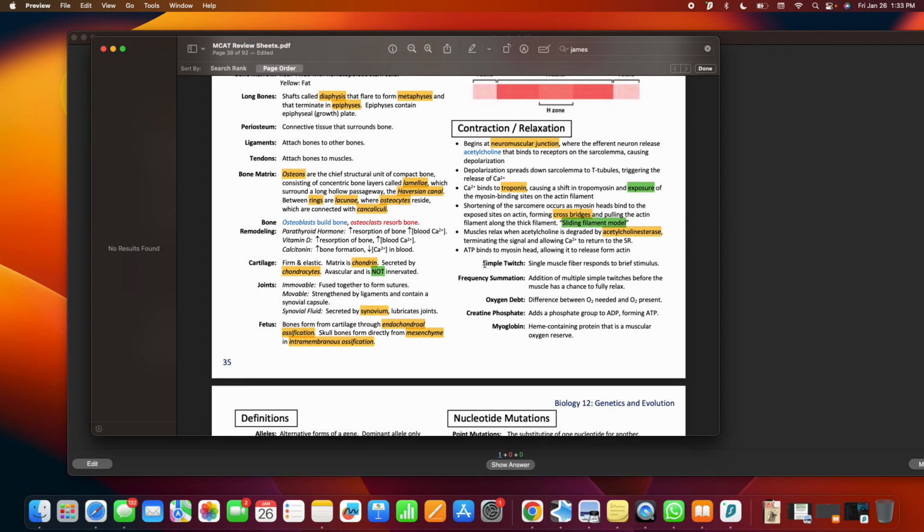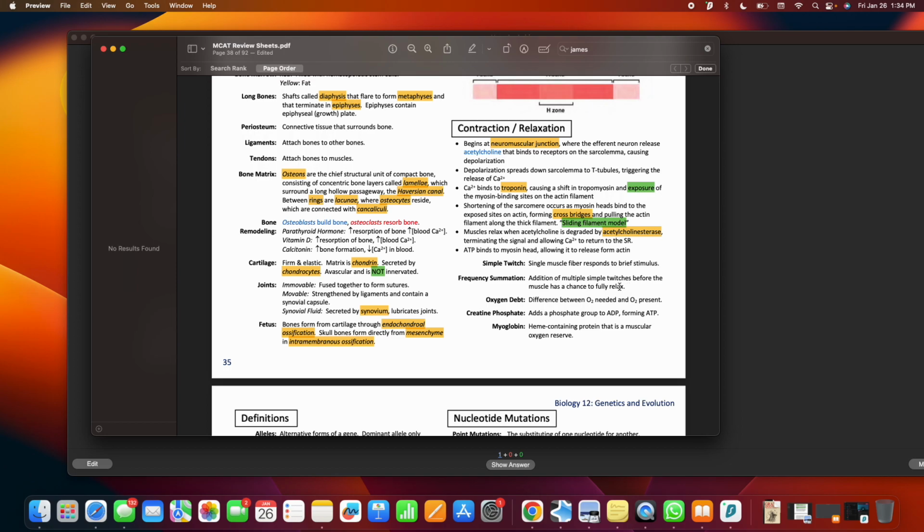So we have simple twitch, which is a single muscle fiber responding to a brief stimulus. We have frequency summation. We had summation in the nervous system, remember? This summation is also true, I think we have it in psychology, in the perception section. So the frequency summation is the addition of multiple simple twitches before the muscle has a chance to fully relax.